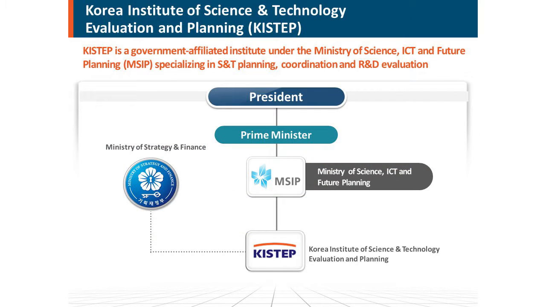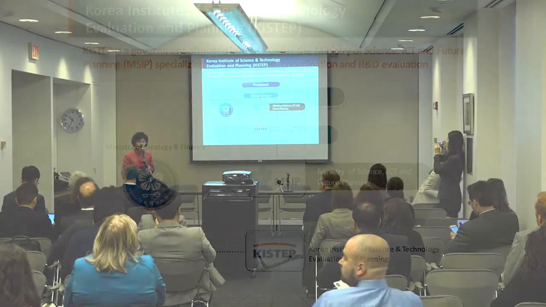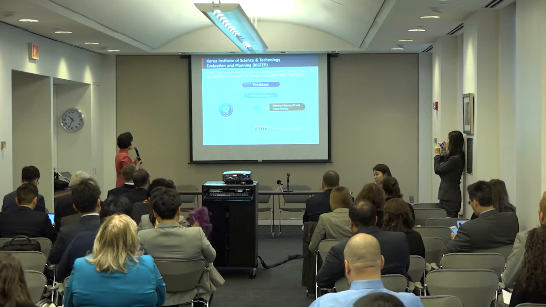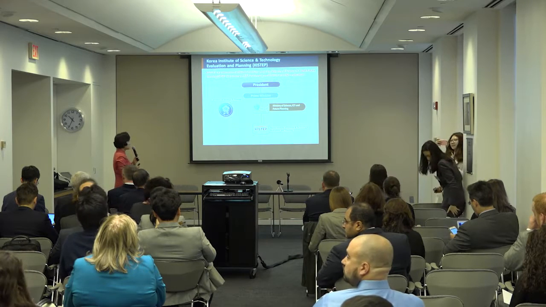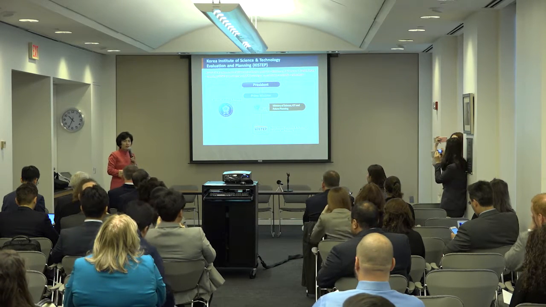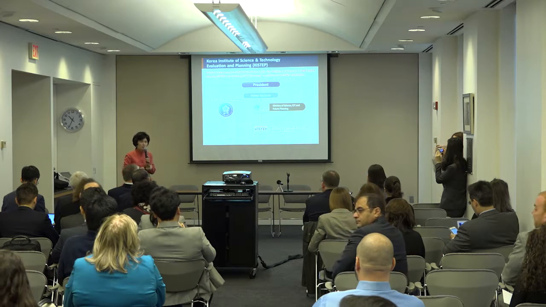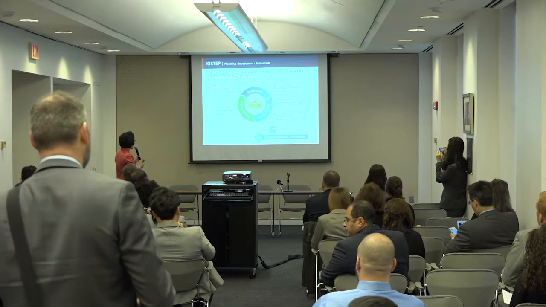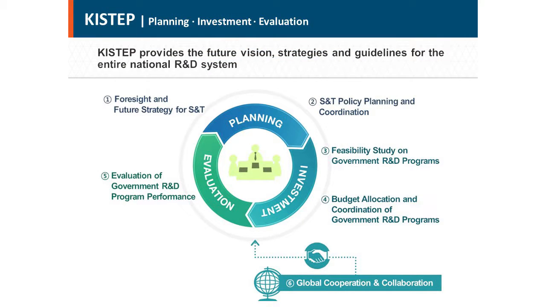KISTEP is an acronym for Korea Institute of Science, Technology, Evaluation and Training. It's a government-affiliated institute specializing in government R&D planning, coordination, and evaluation under the Ministry of Science, ICT, and Future Planning. We also work with the Ministry of Strategy and Finance in connection with government budget planning and feasibility studies.